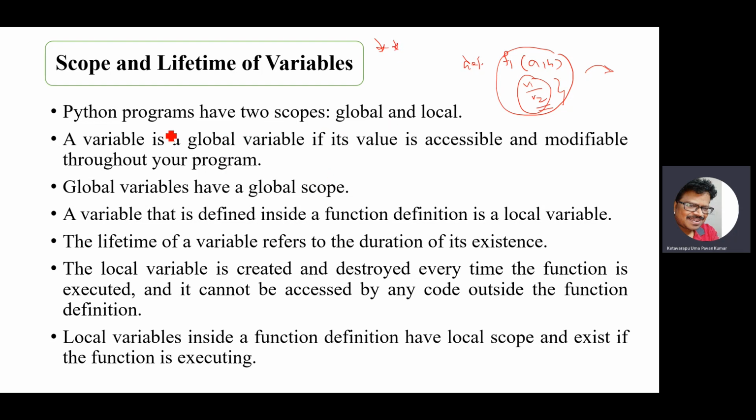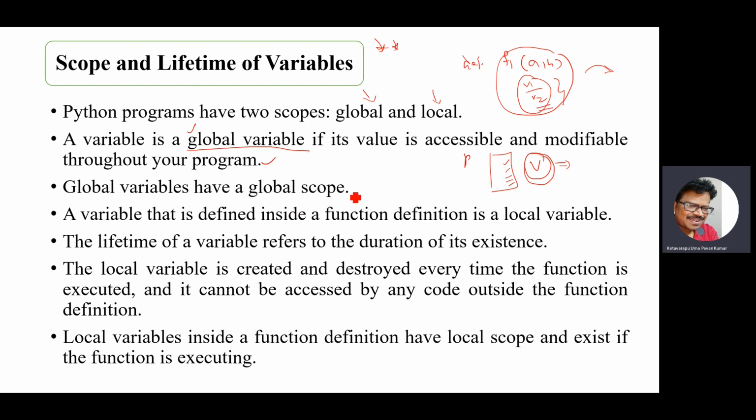So we basically have two scopes in Python, global scope as well as local scope. If I'm talking about the global scope, a variable is a global variable if its value is accessible and modifiable throughout the program. Suppose I'm writing a program with 1,000 lines of code, and if there is any variable that I can modify at any moment, then that kind of variable comes under the category of global variables. A global variable is available throughout the program, and you can make all those modifications and changes without any problem.